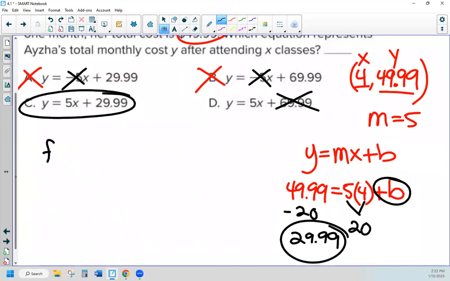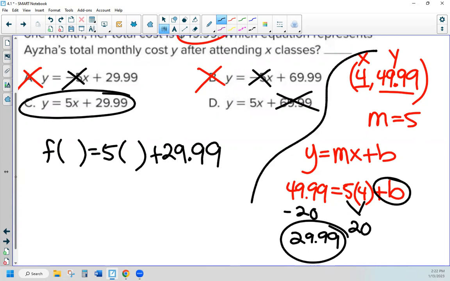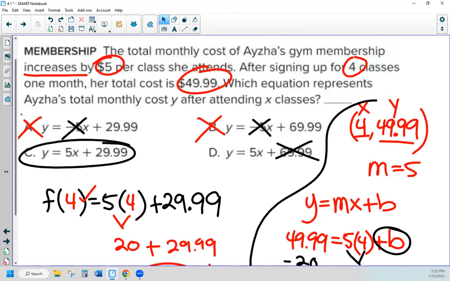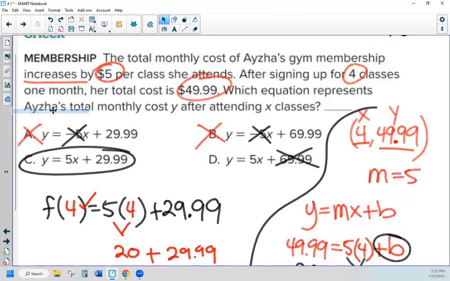And if you go ahead and do what I told you to do before at the beginning, just so you can have another alternate route. If you didn't understand what we did here, if you're like, whoa, I would have never thought of that, then just do our silly little easy inputs and outputs game. If you input a 4 in this, do you get an output of $49.99? And the answer is 5 times 4 is 20. 20 plus $29.99 does give us the $49.99. So yes, this is the function that will give my inputs and outputs as they were given to me. All right. Answer is C.